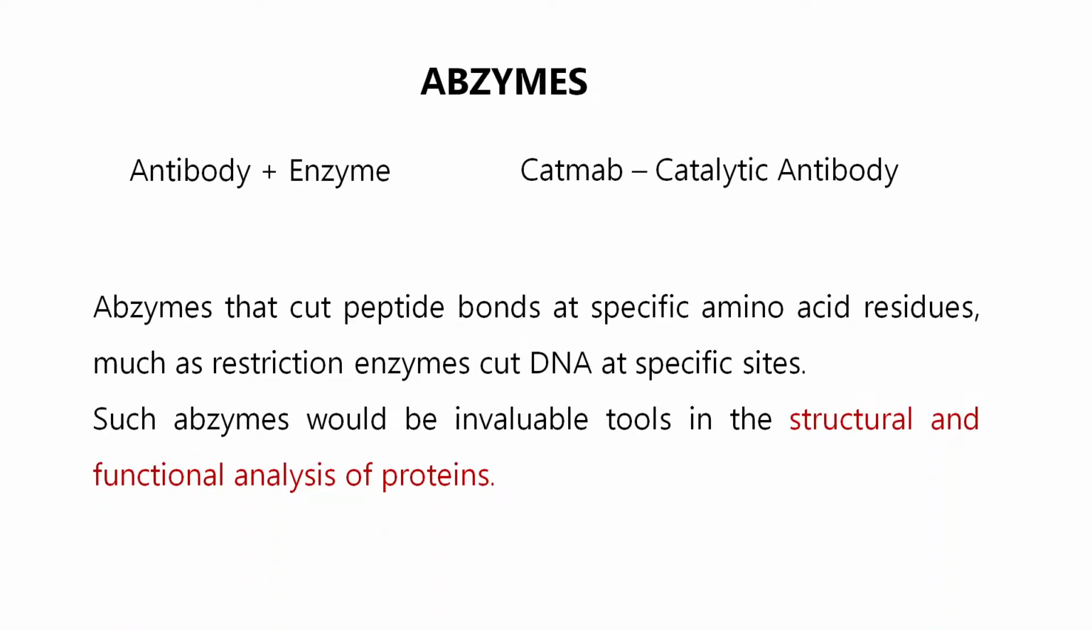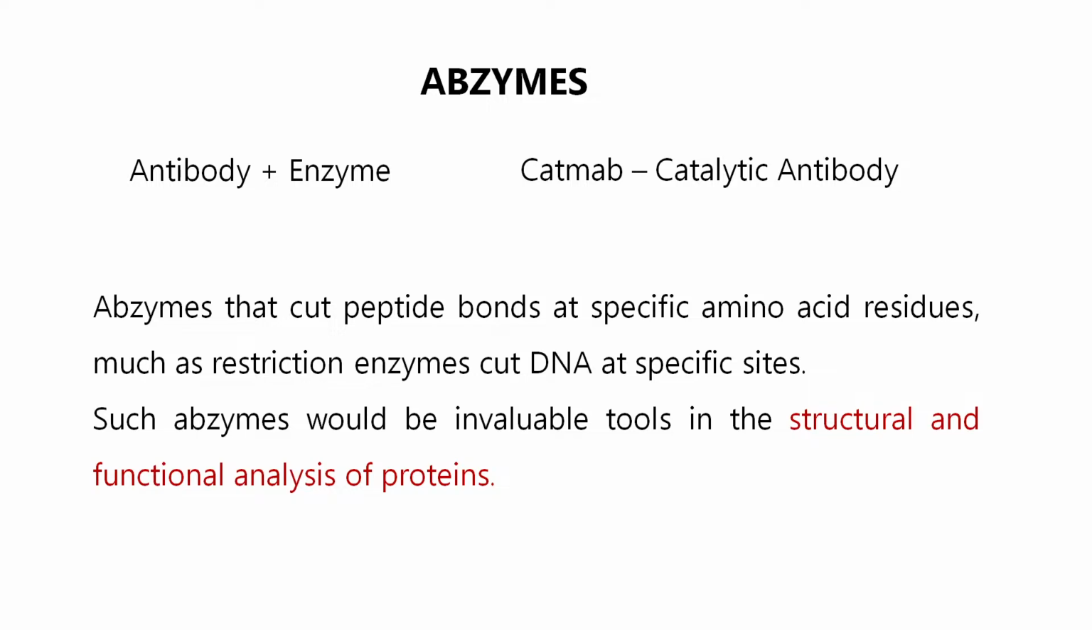So you have another application of monoclonal antibodies where they can be used as enzymes. When you combine an antibody with an enzyme, it becomes an abzyme or CatMab, a catalytic antibody. So what do they do? These enzymes can be used to cut peptide bonds at specific amino acid residues. So within a protein, if you want any specific modification wherein a specific bond between two particular amino acids has to be broken, that specific peptide bond can be broken.